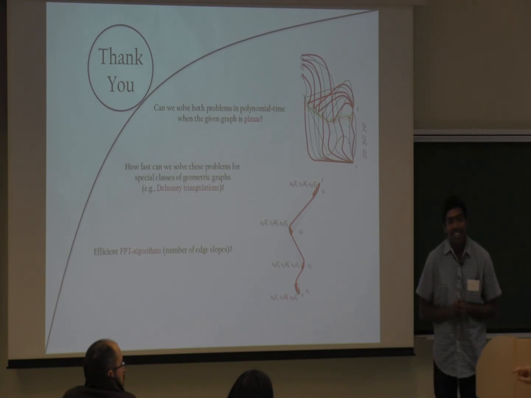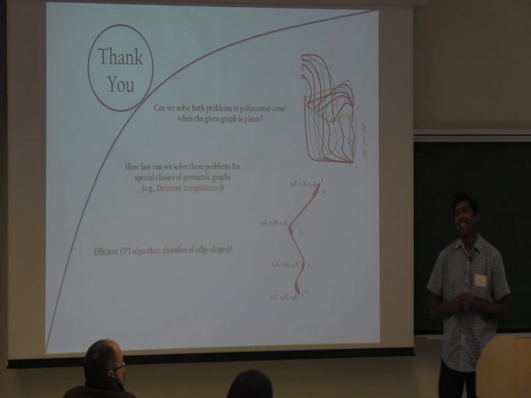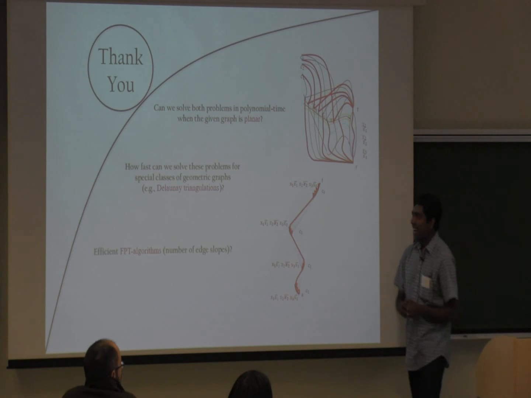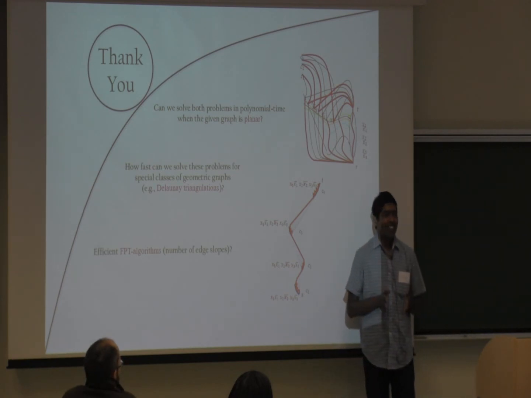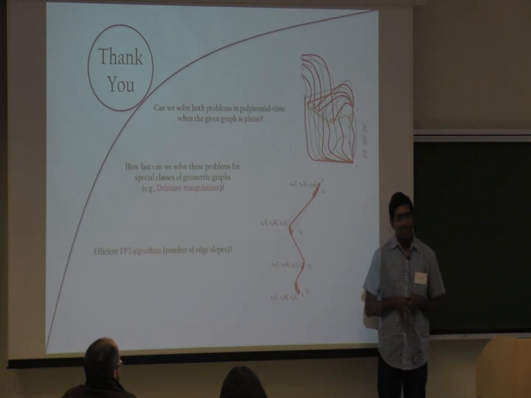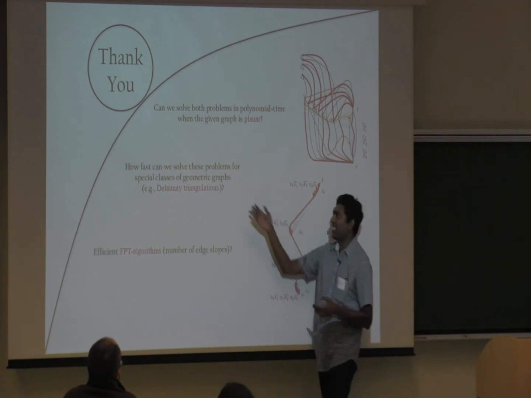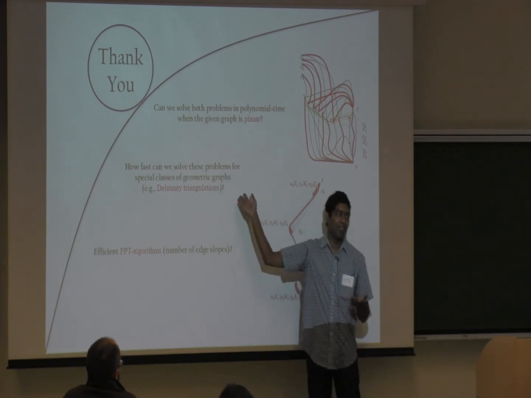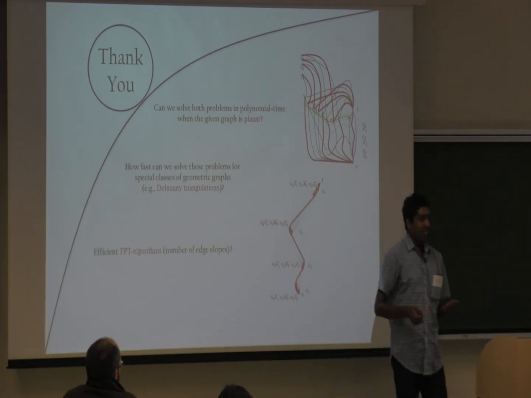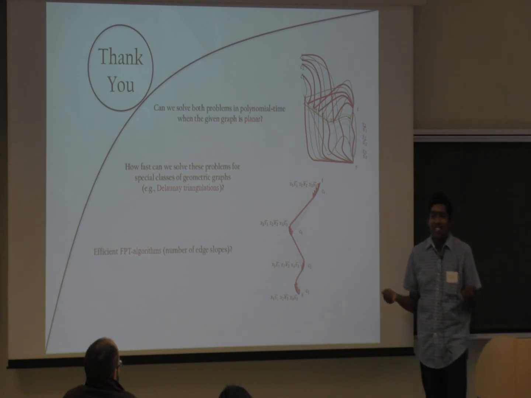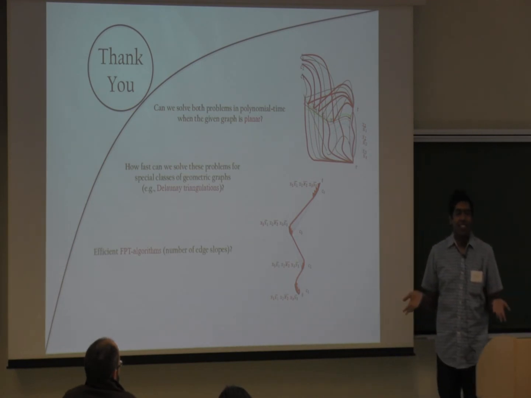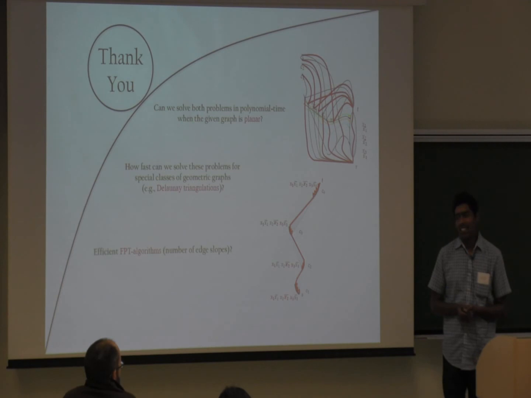Yes. Is it known that in every Delaunay triangulation, every pair is connected by an increasing chord path? Well, that's the thing. Not every Delaunay triangulation is increasing chord. That's why I want to say how fast can we maybe test it. It could be NP hard, but it is very unlikely. But there is no algorithm, so yeah, it is very open even for Delaunay triangulation.